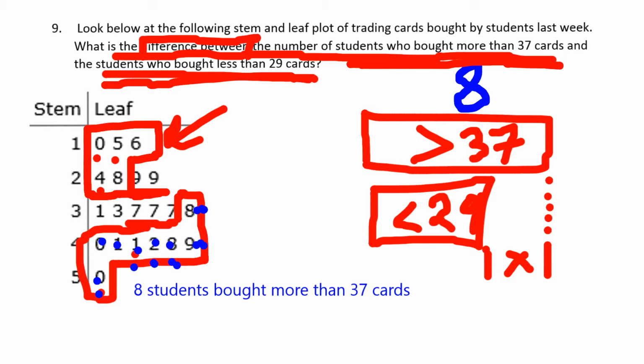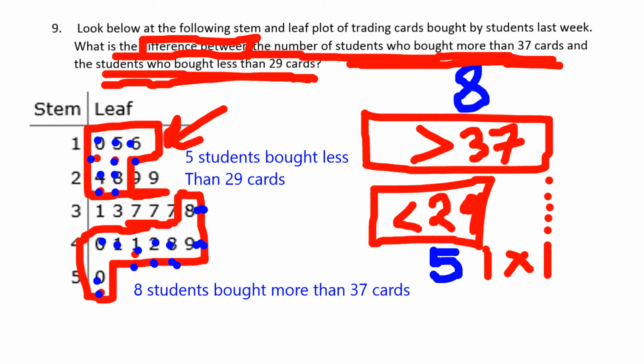So I need to find out how many students that was. Well, this student bought 28. That's one student. This student bought 24. This student bought 16 and 15 and 10. So now I just have to count how many students that was. Well, it's 1, 2, 3, 4, 5. 5 students bought less than 29 cards.